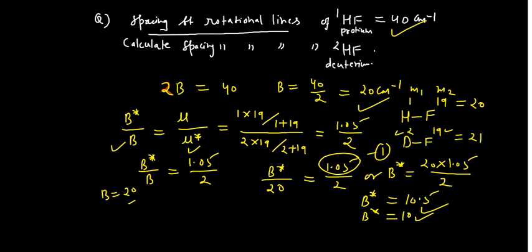Now another application which you can have: say you can calculate the bond length, or the natural abundance of the heavier isotope. So say for example, how we can do that. Say this is the question again.